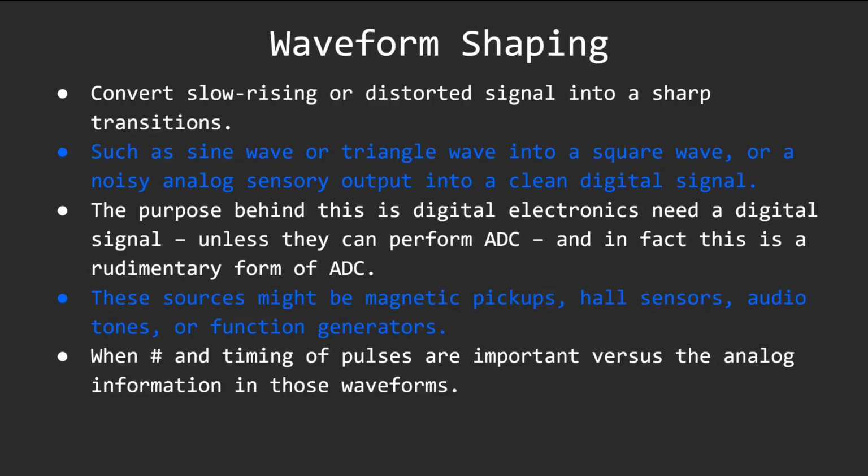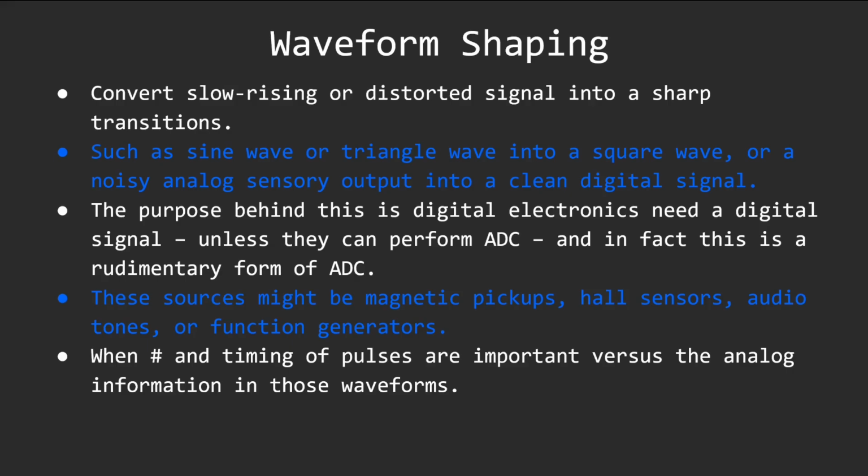The next use would be waveform shaping. You can convert a slow rising or distorted signal into very sharp transitions, such as a sine wave or a triangle wave into a square wave, or a noisy analog sensor output into a clean digital signal. The purpose behind this is digital electronics need a digital signal, unless they can perform analog to digital conversion. And in fact, this is actually a rudimentary form of analog to digital conversion.